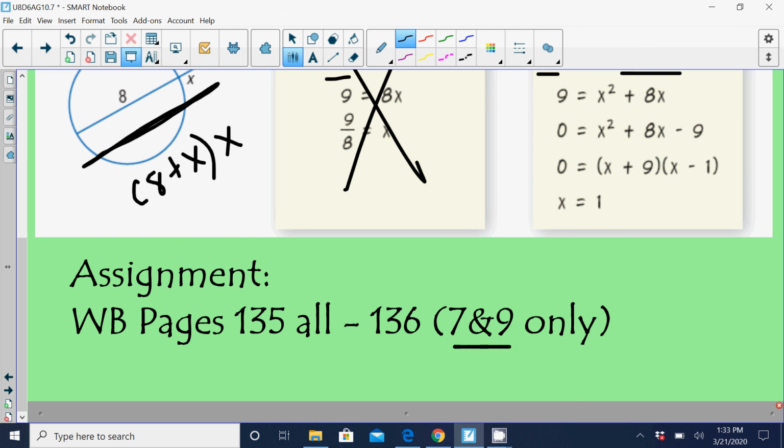Okay, assignment for today is a workbook assignment, page 135 and 136. On 136, we're only doing 2 problems, and these are ones where you're going to use your quadratic formula. So try your best. It's good practice.